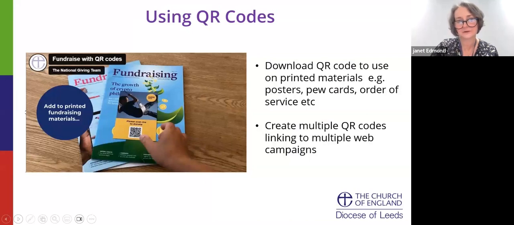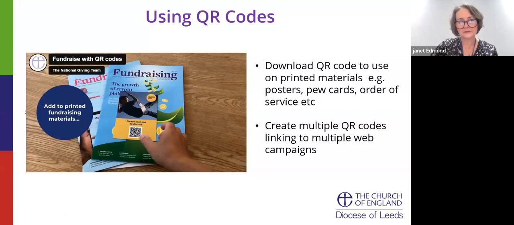Because it's an image file, you can download it as an image, and then you can put the QR code onto posters. It might be pew cards that you're using. You might have an order of service that you can put your QR code into as well. And the QR code then will take people directly to your online giving page where they can donate.